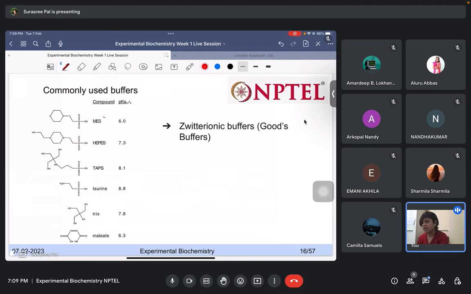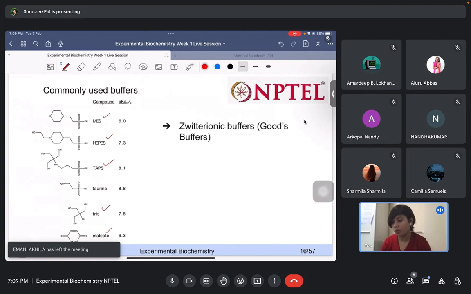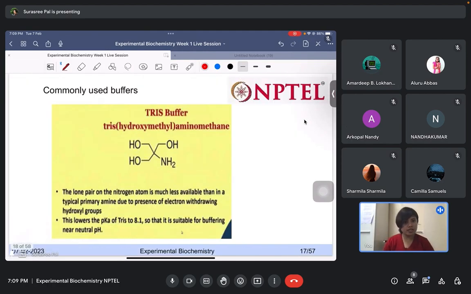So for example, MES, HEPES, TRIS, TAPS, maleate, these are some of the zwitterionic buffers which are commonly used. Coming to TRIS buffer, this is a very commonly used buffer in biochemical reactions, and this is tris hydroxymethyl aminomethane. That is the full form of TRIS. This is how the TRIS looks, and here you can see there is an amine and there are 3 hydroxyl groups, right?